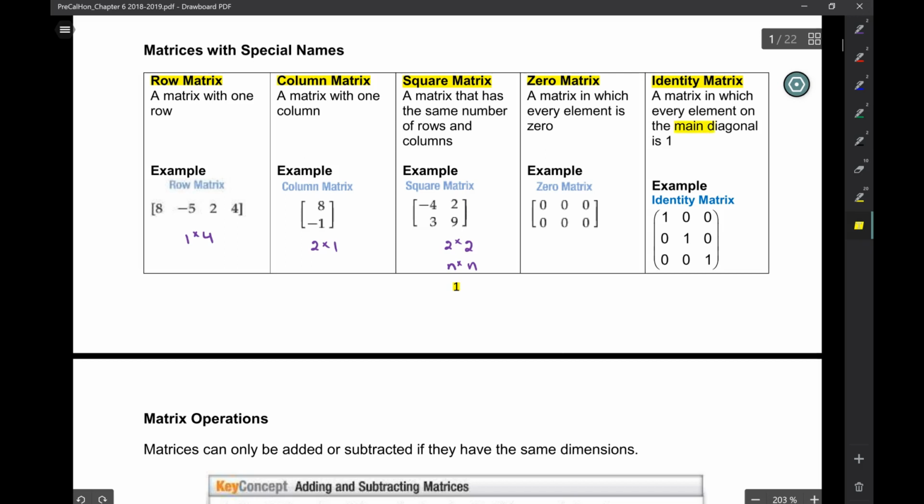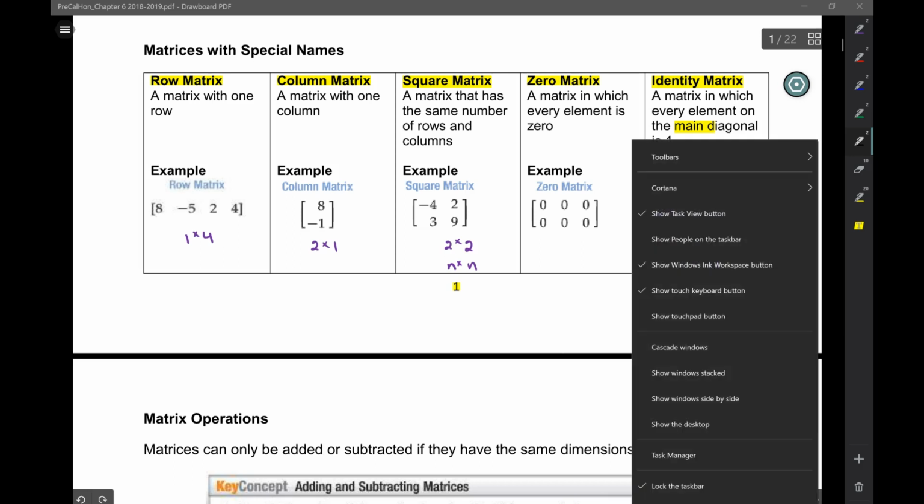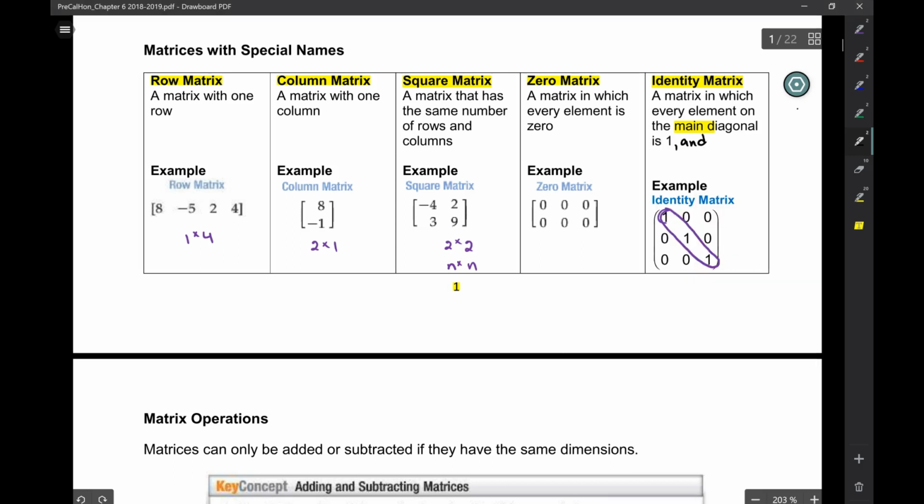Every element in the main diagonal is 1. So what on earth is the main diagonal? If you start here, 1, 1, and go down, this is the main diagonal. So every element on the main diagonal is 1, and the rest are zeros. I had modified this, but it didn't save because my computer shut down.